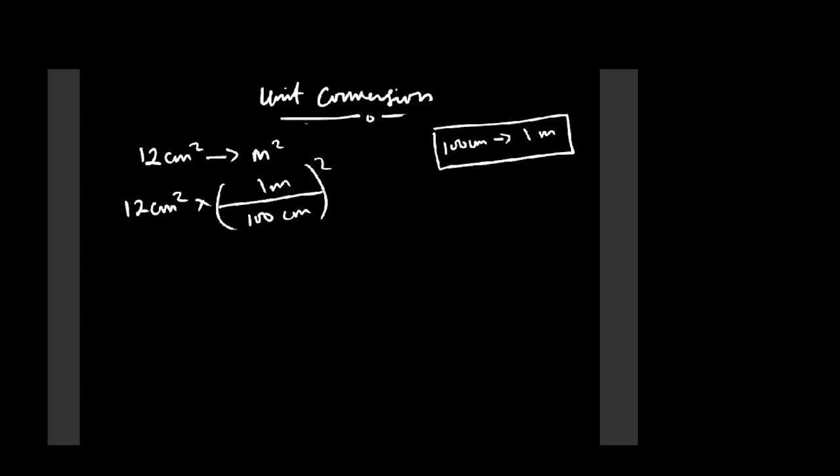So that will let us have 12 centimeters squared multiplied by 1 meter squared all over 10,000 centimeters squared. Do you understand this now? So by squaring both numerator and denominator, we are able to have centimeter squared at the denominator, so that centimeter squared will cancel centimeter squared.